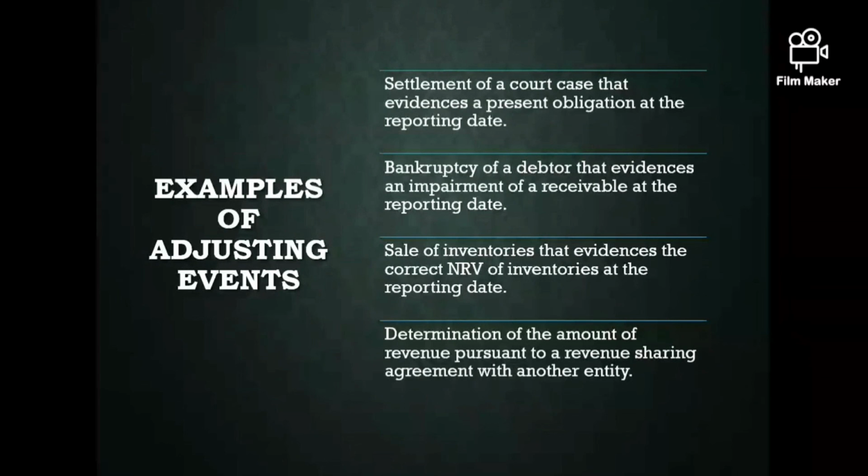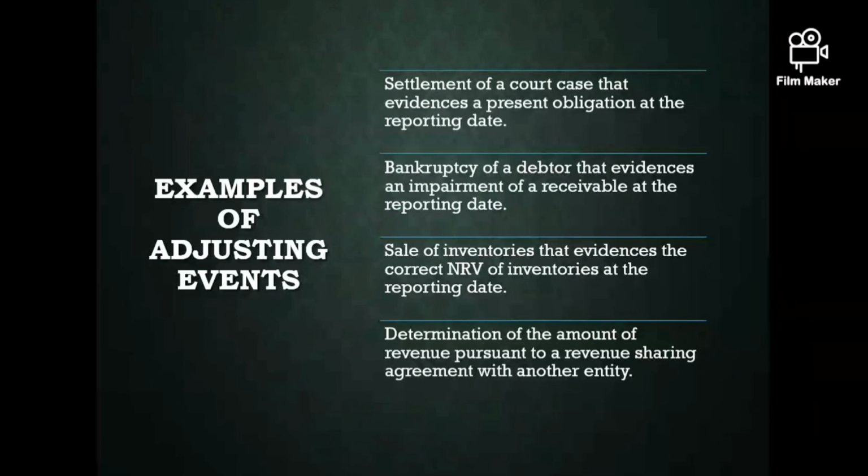Next, bankruptcy of debtors. Debtor that evidences the impairment of receivable at reporting date. Yung amount ng receivable mo sa FS mo, amounting to 100 million, yun pala magkakaroon ng bankruptcy. Yung bankruptcy na announced before the date of issuance or authorized to issue yung FS mo, ang gagawin mo, i-adjust mo yung FS mo. Ma'am, paano adjustment? You provide impairment loss. So, magkakaroon ng adjusting entry.